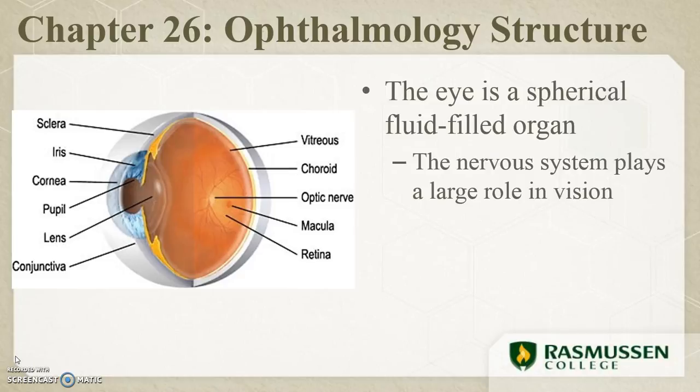Now, your nervous system does play a very large role in the sense of your vision. The nerves of your eye help to control the amount of light that's entering into and through the eye, through the pupil. It helps to focus the light on the retina by using the lenses. And it helps to transmit the resulting images from the retina to your brain.